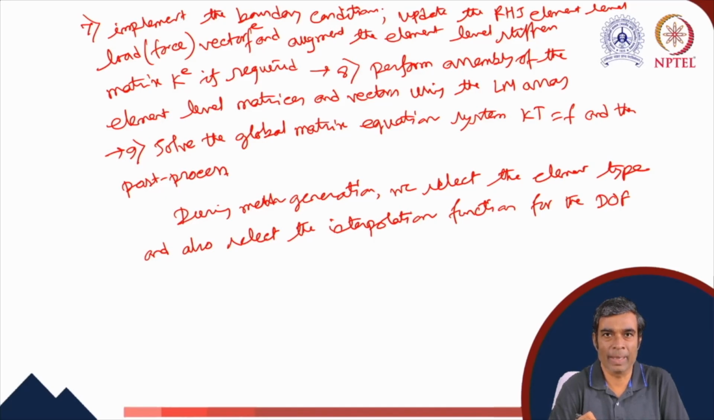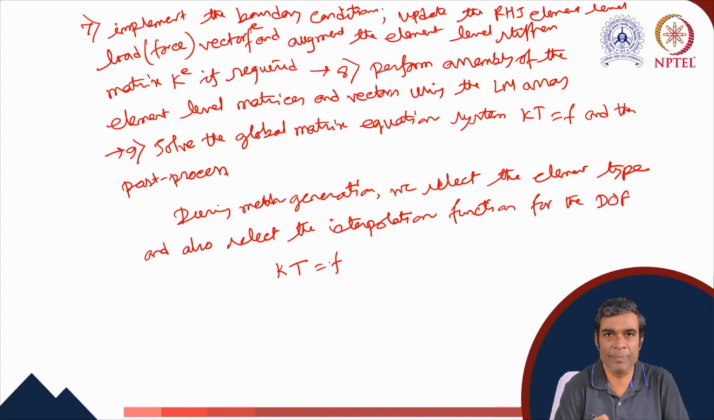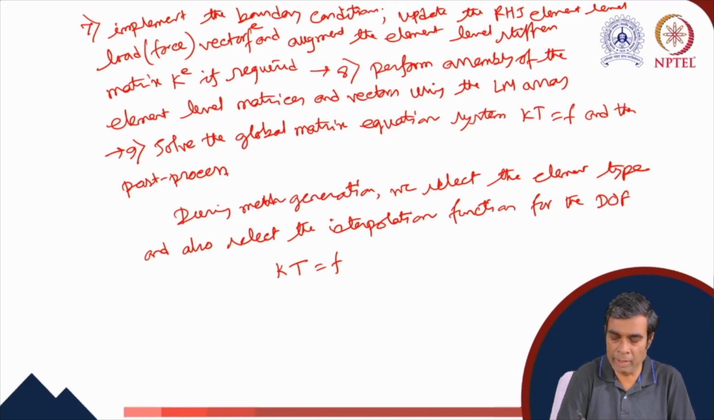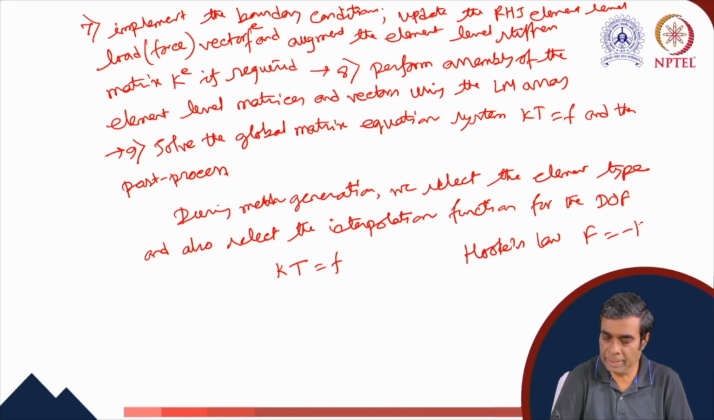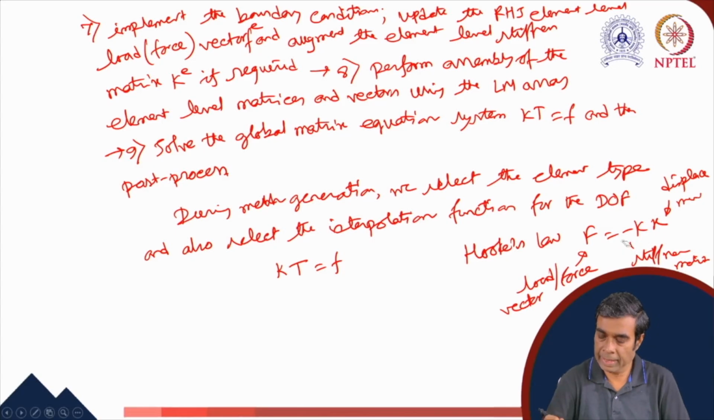So here I make some more information regarding the matrix structure KT equals to F. So the matrix equation system for steady state problems is converted to KT equals to F format. Now in solid mechanics, the law of elasticity, Hooke's law, is given by F equals to minus Kx. So F is known as the load or force vector. K is the stiffness matrix and X is the displacement.